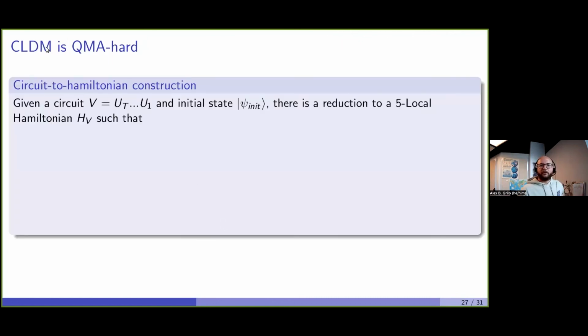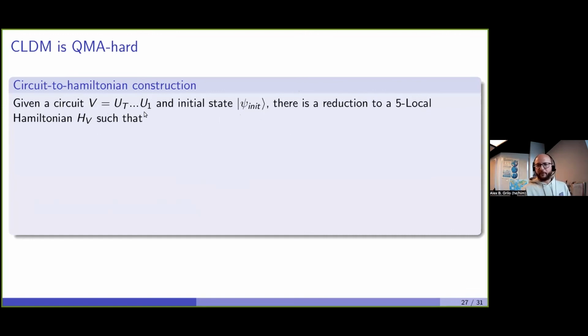So let me now show that CLDM is indeed QMA hard. To show that, we start with a generic QMA problem. We just have a quantum circuit V, that is the verification circuit. This circuit V receives some initial state psi, and psi is composed of both the quantum proof and the zero ancilla qubits.